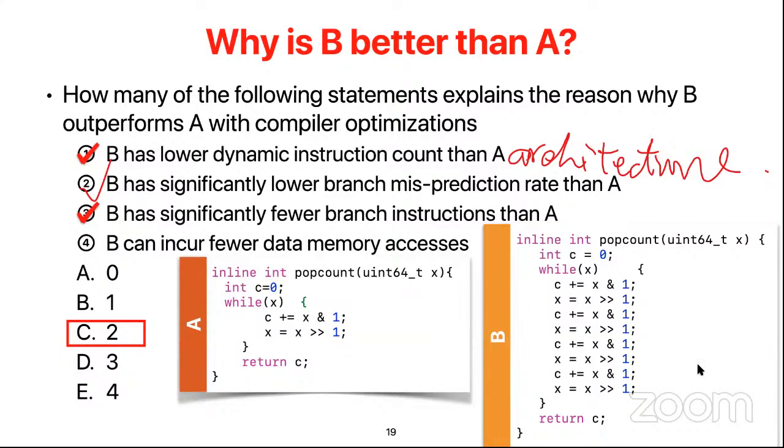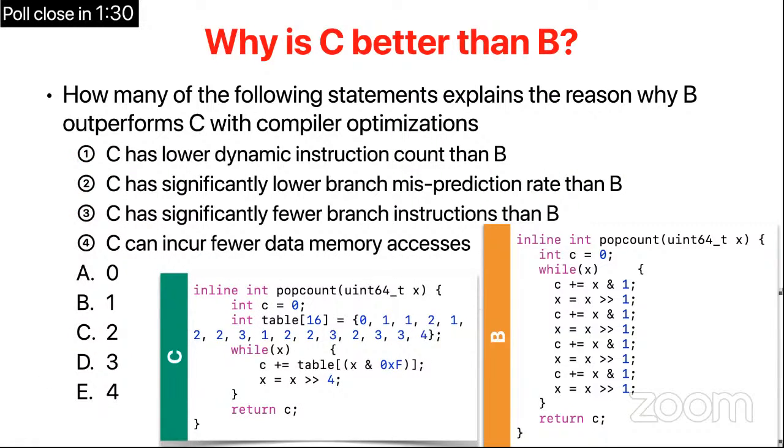Okay, so now the second thing I want you to think about. We all agree that B is better than A, but one thing that we also found is that C is better than B. So why?